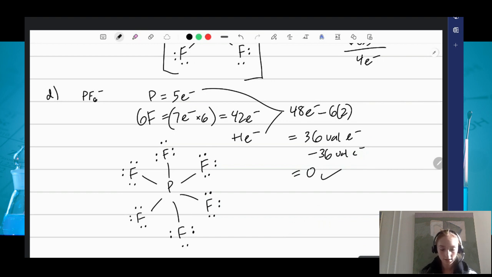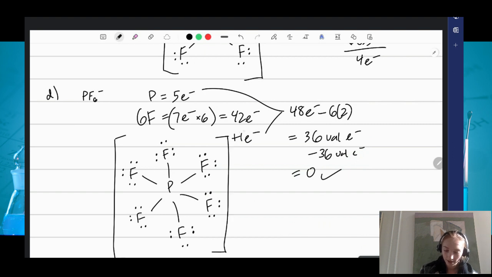So that is what this ion looks like. And this has a minus charge. And so let's move this up here, so as not to confuse it. So that has a minus charge right there, just in case you didn't see it.